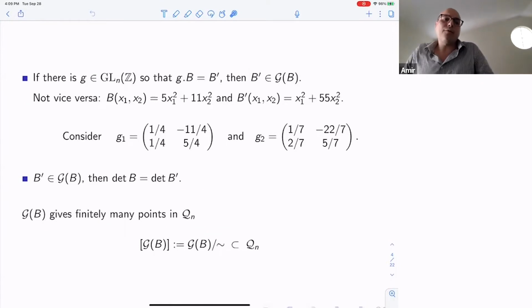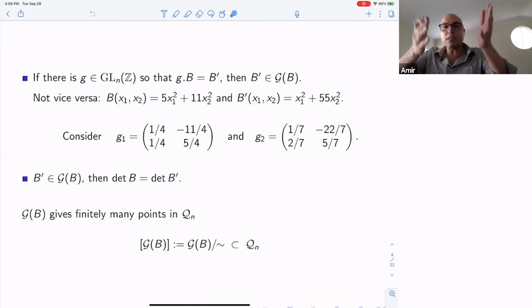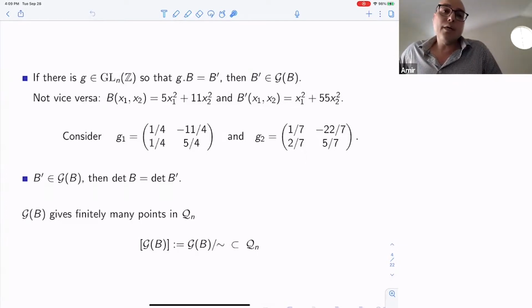And now I finally get the points I was after. I take this genus of a form and mod it out by this equivalence relation. I get finitely many points in Q1. And the question is, do they become equidistributed? So I've got myself finitely many points in the space of quadratic forms. Do they become equidistributed?